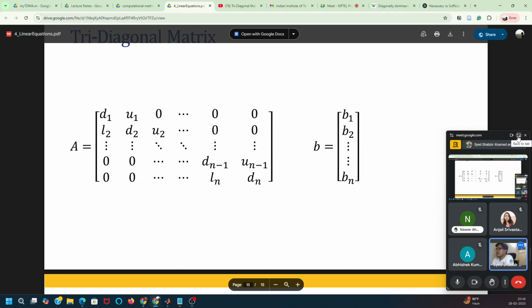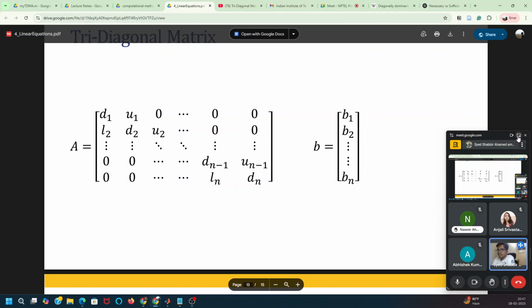So then after that, the last lecture in this module was about the tridiagonal matrix. Basically, the tridiagonal matrix algorithm, which was the Thomas algorithm.